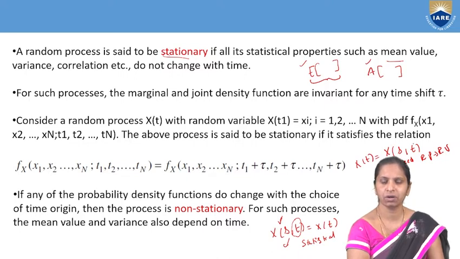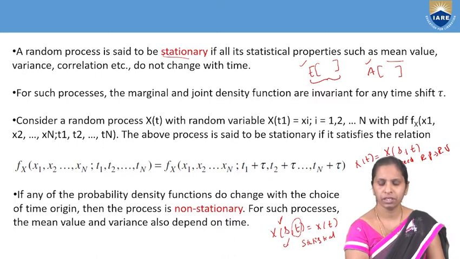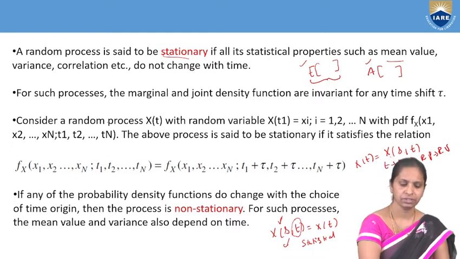If t is fixed, it is constant here. So this is constant. If this is not varying, and it is varying only the variable s, or only the variable x, what is it called? Random variable. Therefore, if the time is fixed in the random process, then the random process corresponds to a random variable. That's why here also consider a random process x of t with random variables.